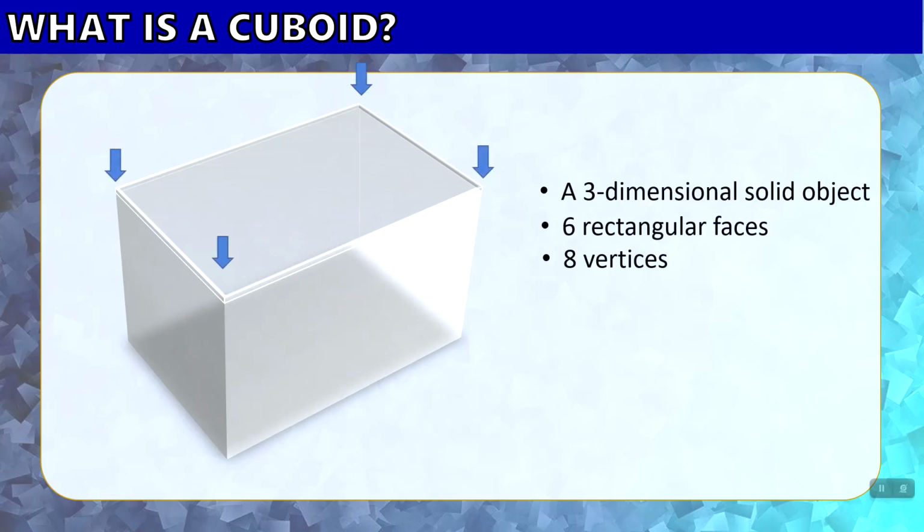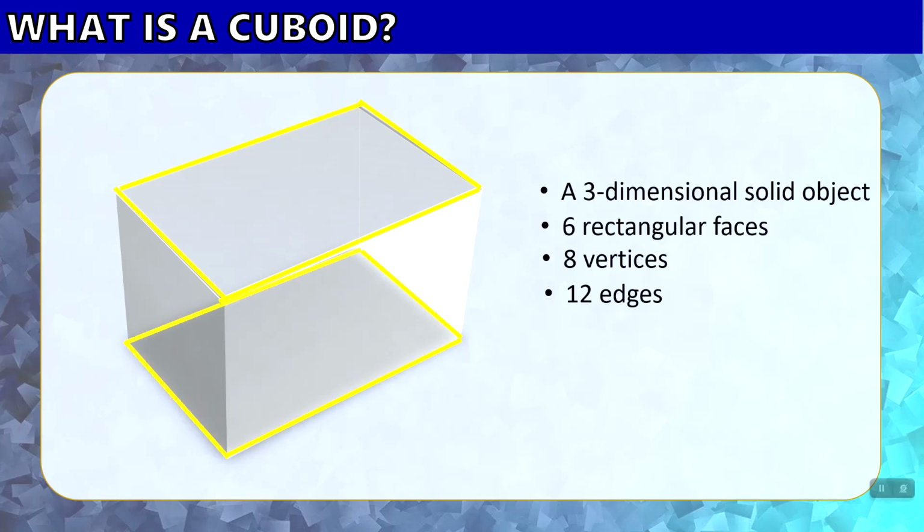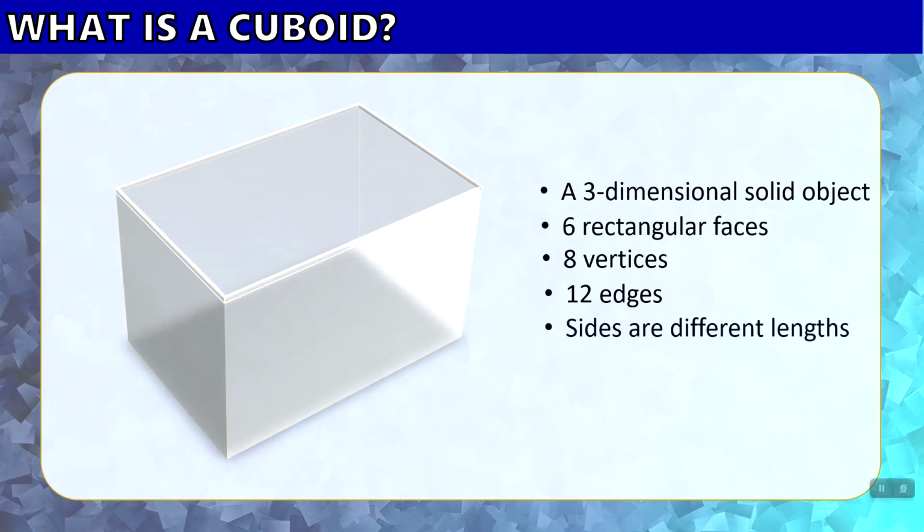And so 1, 2, 3, 4. And at the bottom, 5, 6, 7, 8 vertices. And it has 12 edges, just like a cube does. 1, 2, 3, 4, 5, 6, 7, 8 on the bottom. And now up and down, 9, 10, 11, 12. 12 edges. The sides, however, are different lengths. In this case, one side is 10 centimeters, one side is 7 centimeters, and one side is 8 centimeters.